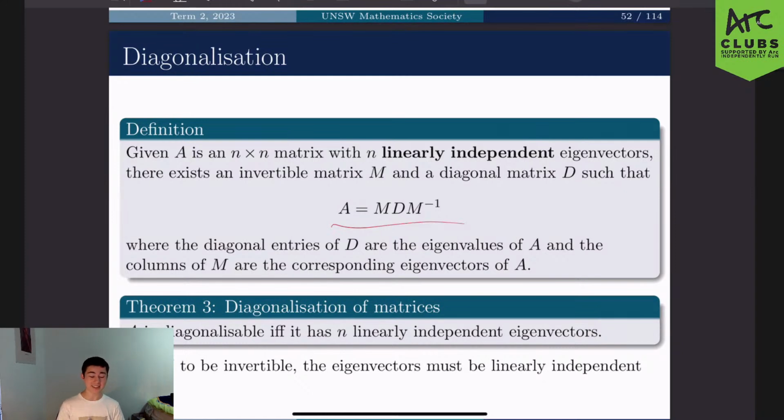To determine if something is diagonalizable, it must have n linearly independent vectors, where n is just the size of the matrix. Now remember, this is only for square matrices. Otherwise we cannot have a diagonal matrix if it's not square.